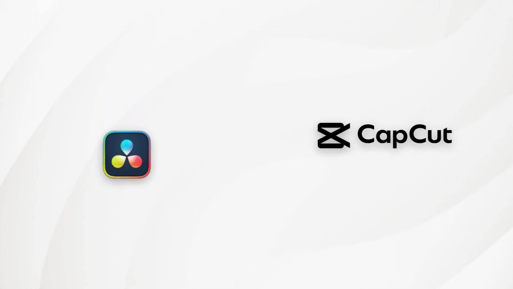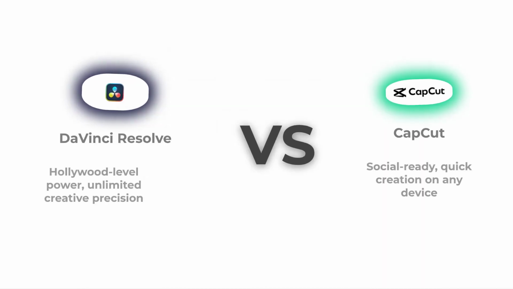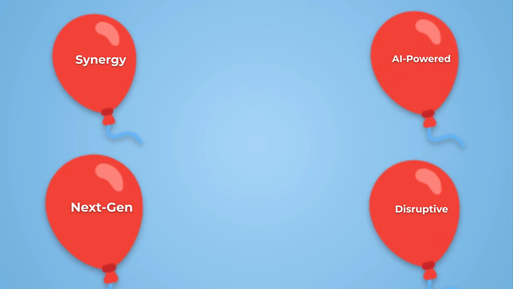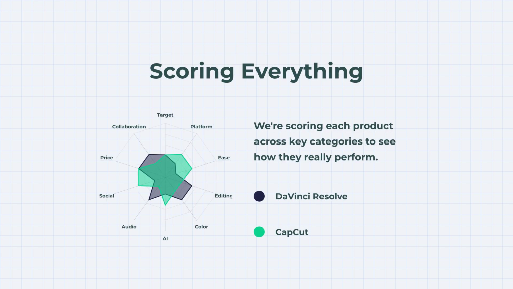Two powerful video editors. But which one truly shapes your story in 2025? On the left, DaVinci Resolve, Hollywood-level power, unlimited creative precision. On the right, CapCut, social-ready, quick creation on any device. Let's skip the buzzwords and get hands-on with what really matters. We'll score each category, and by the end, you'll know exactly which editor stands on top. And the final verdict? It might just surprise you.